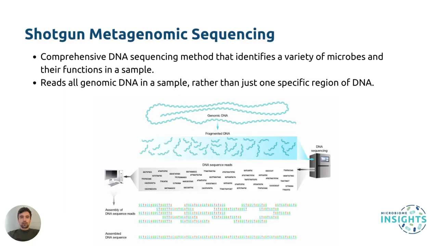So, what is shotgun metagenomic sequencing? Shotgun metagenomic sequencing is a powerful technique that reads all genomic DNA in a sample. This is different to amplicon sequencing, such as 16S or 18S ribosomal RNA sequencing, which only sequence one gene region in a sample, and therefore are limited in the types of microbes that can be measured. For example, 16S sequencing can detect bacteria and archaea, whilst 18S sequencing can detect fungi and other eukaryotes. Shotgun metagenomic sequencing, however, can detect all of these simultaneously.